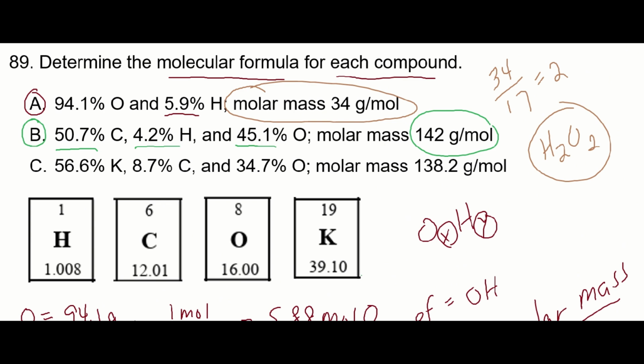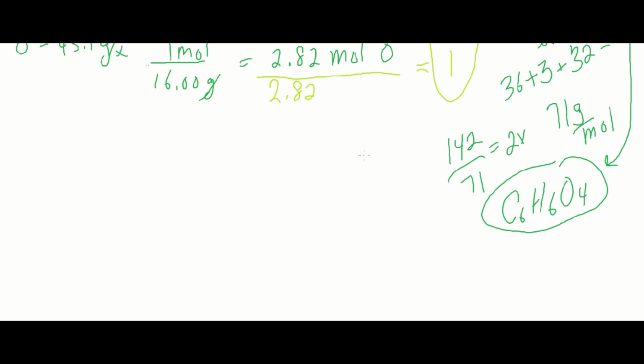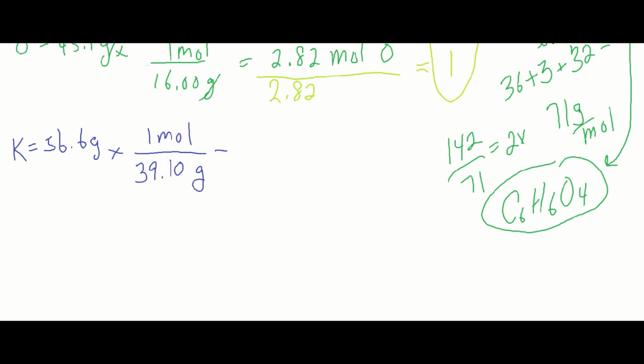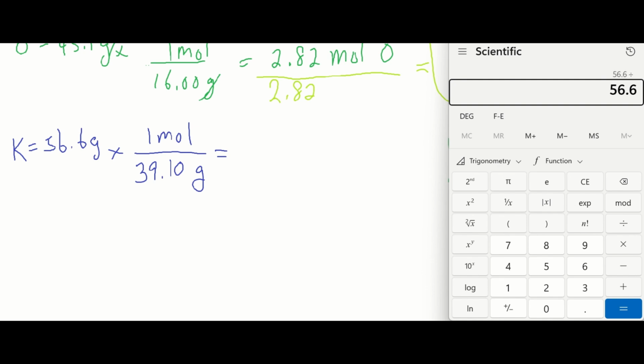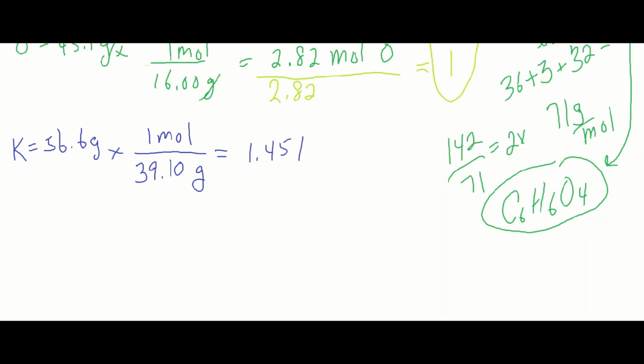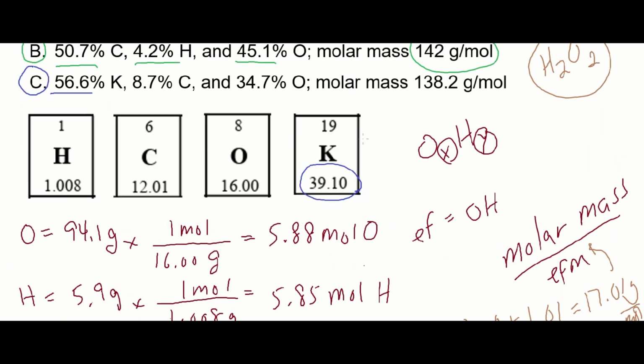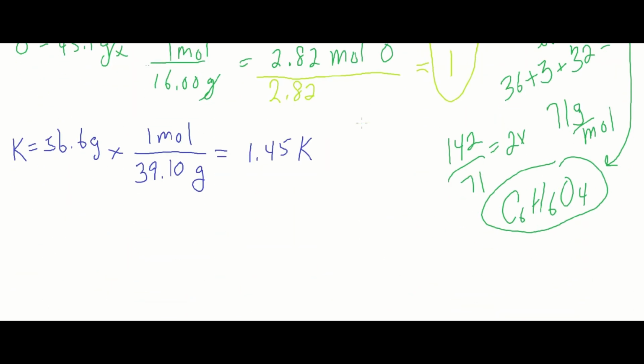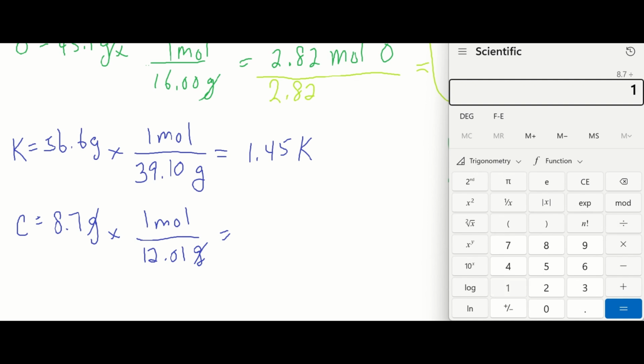All right, finally, part C. Again, if we have a 100-gram sample of compound C, we'll have 56.6 grams of potassium. Potassium has a molar mass of 39.1. You get 1.45. And if we had 100 grams of compound C, 8.7 grams would be carbon. That's 0.72.